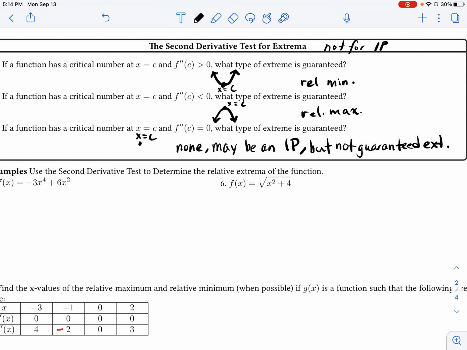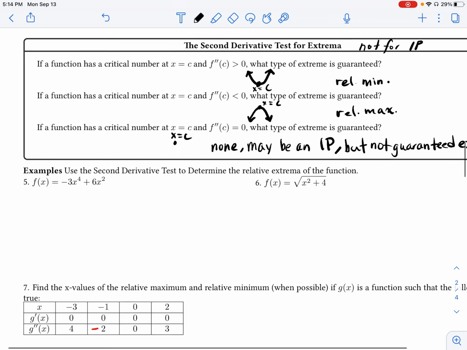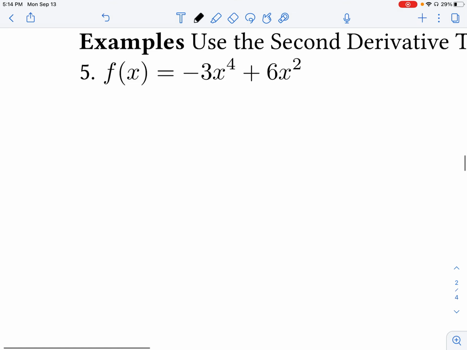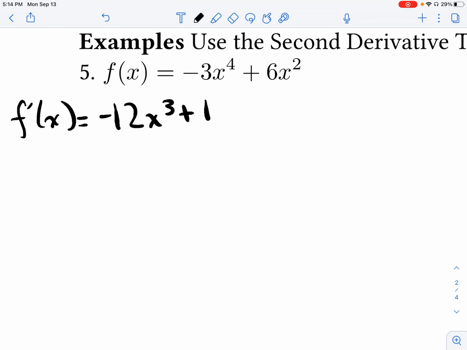Okay? So let's actually try this with a problem here. Let's use the second derivative test, again, to find the relative extrema of the function. And let's try this problem here. Okay? So first, to find the second derivative, I'm going to need the first derivative. So f prime of x is equal to negative 12x cubed plus 12x. And I'm going to need my critical numbers. So before I jump into finding the second derivative, let's find my critical numbers.